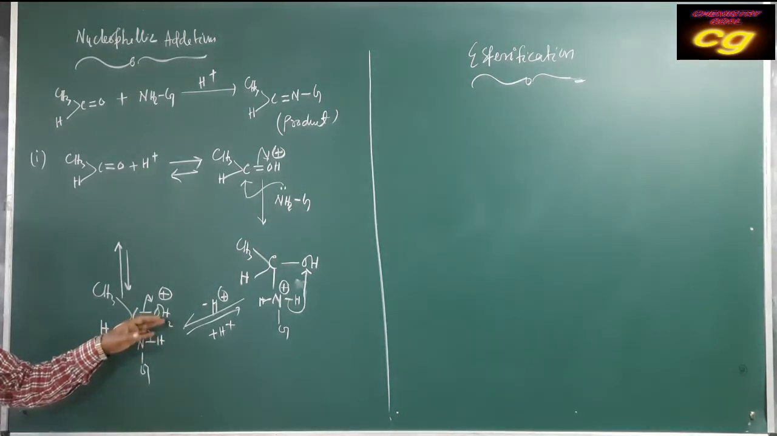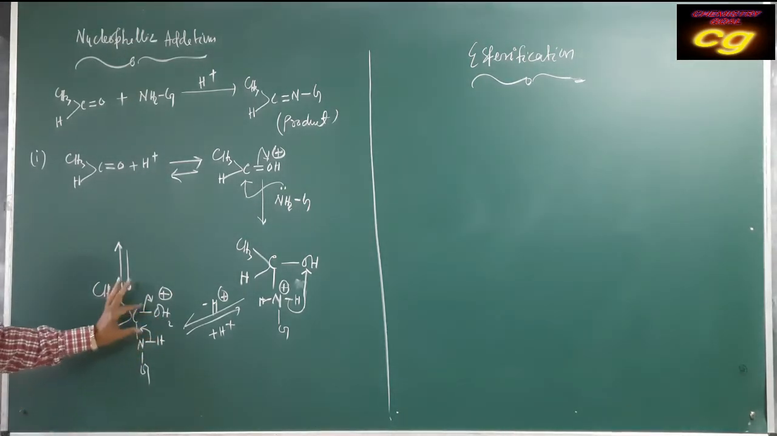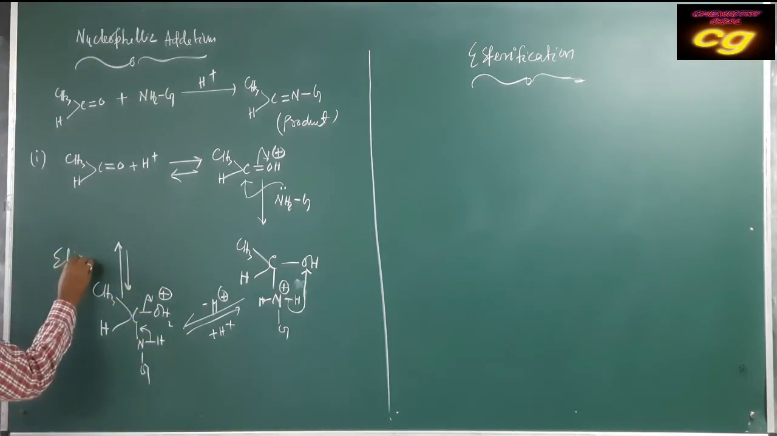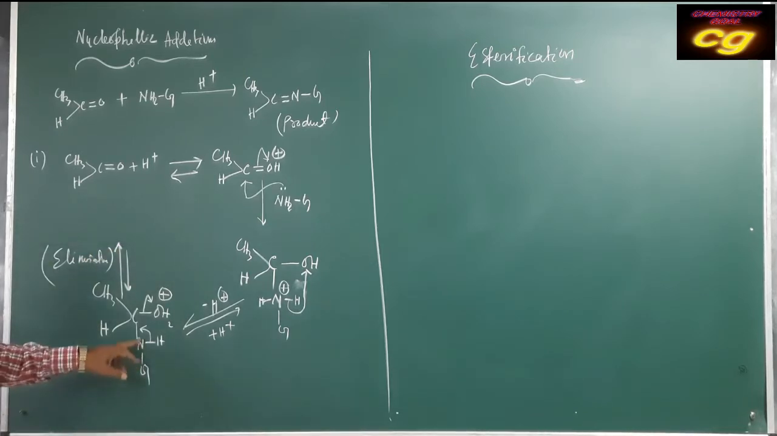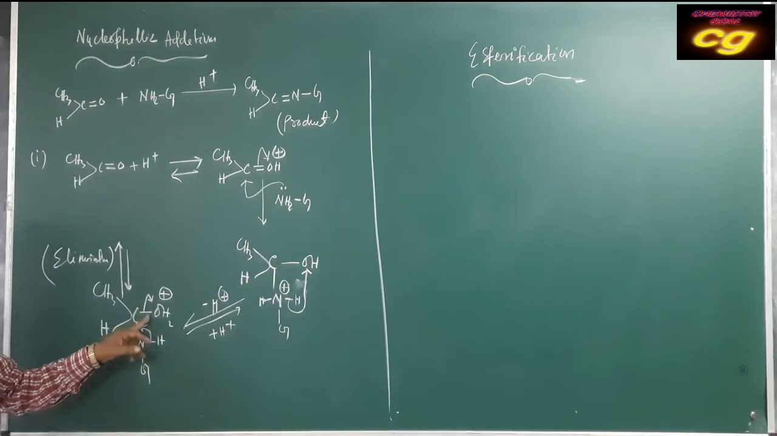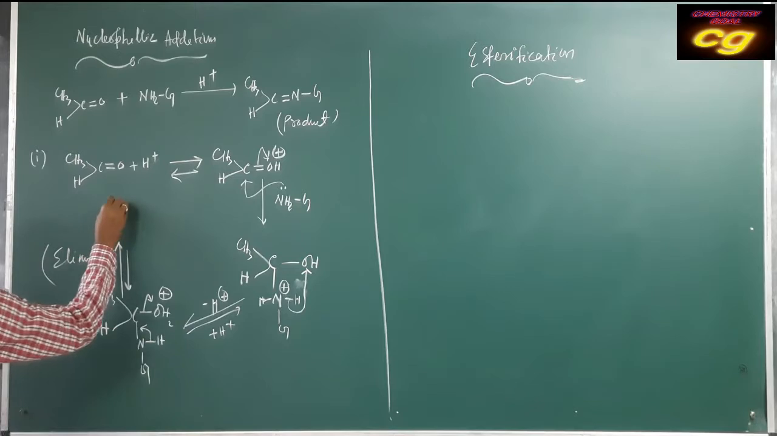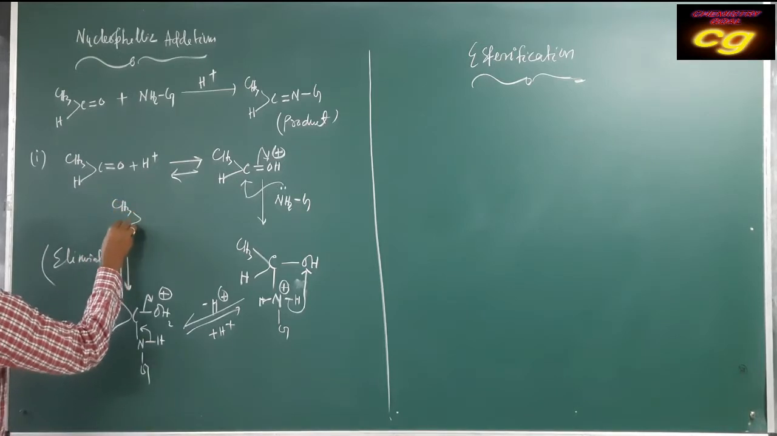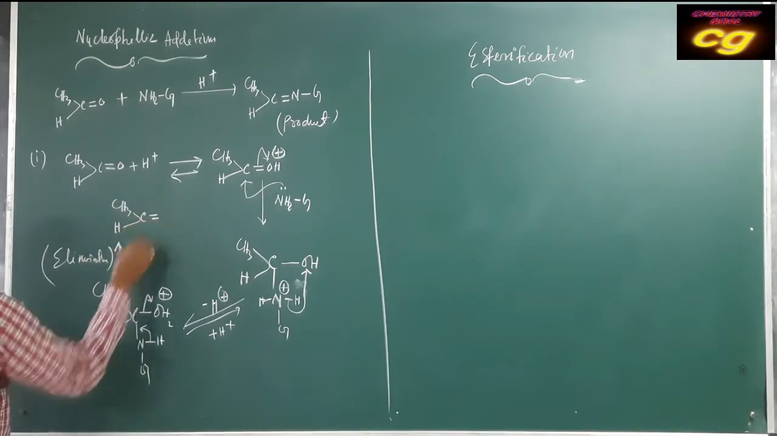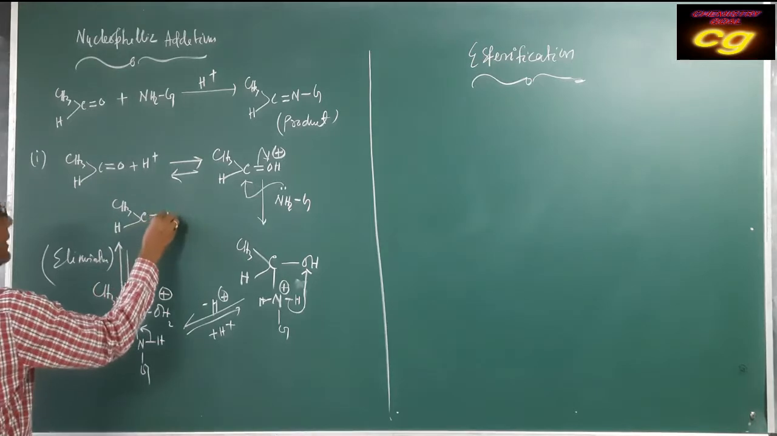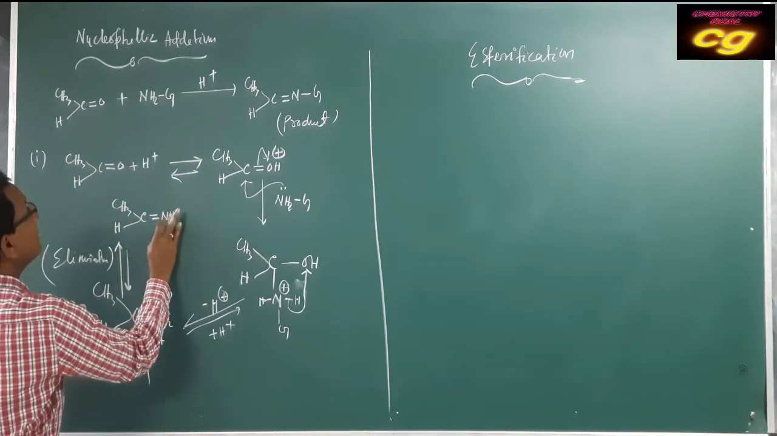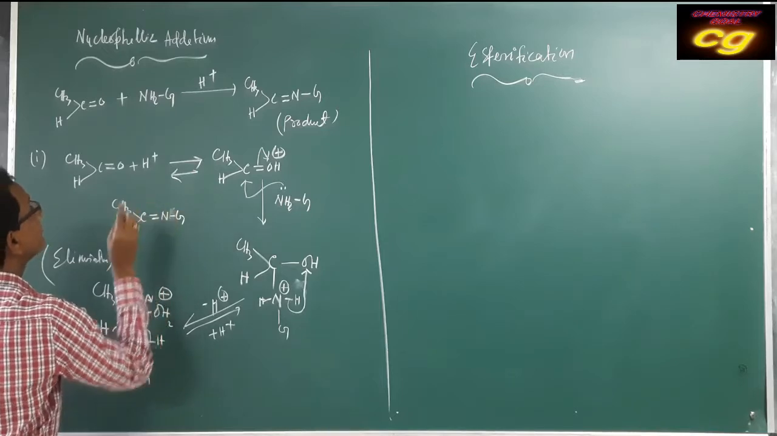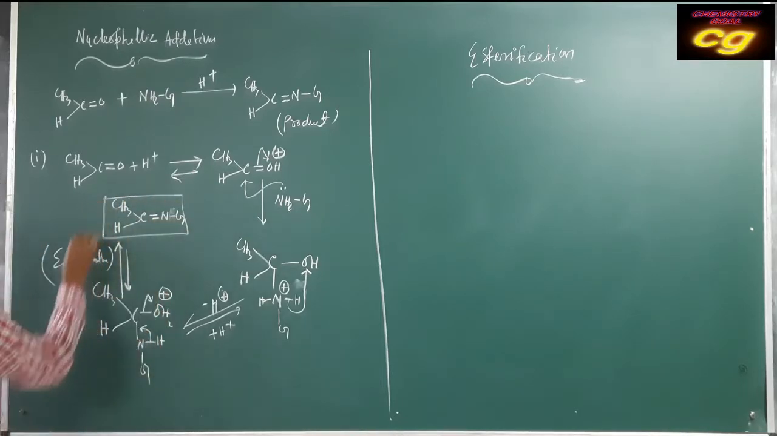Deprotonation and dehydration occur, resulting in formation. That means elimination. This case is an elimination reaction: loss of H and loss of OH2+. So the product formed is CH3CH=NHNG. This is your product.